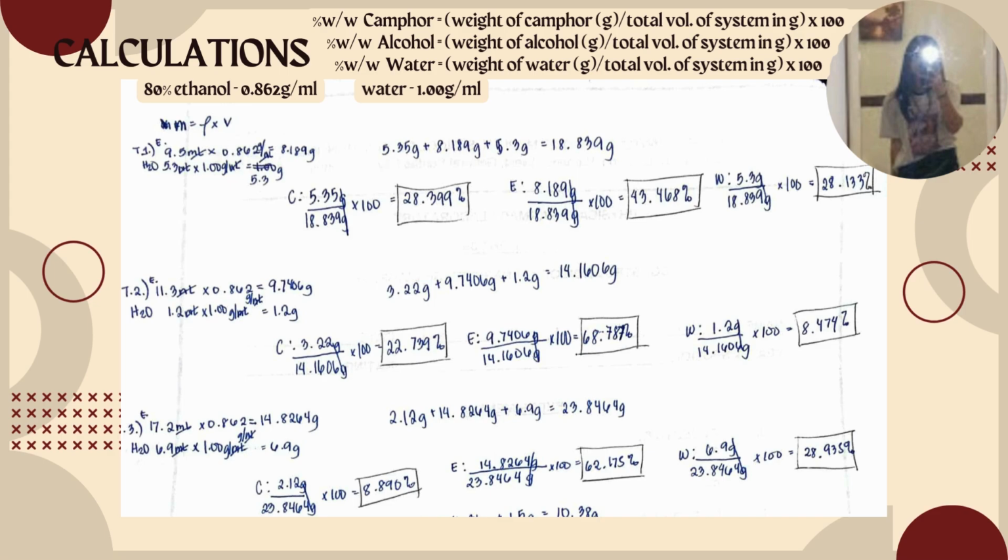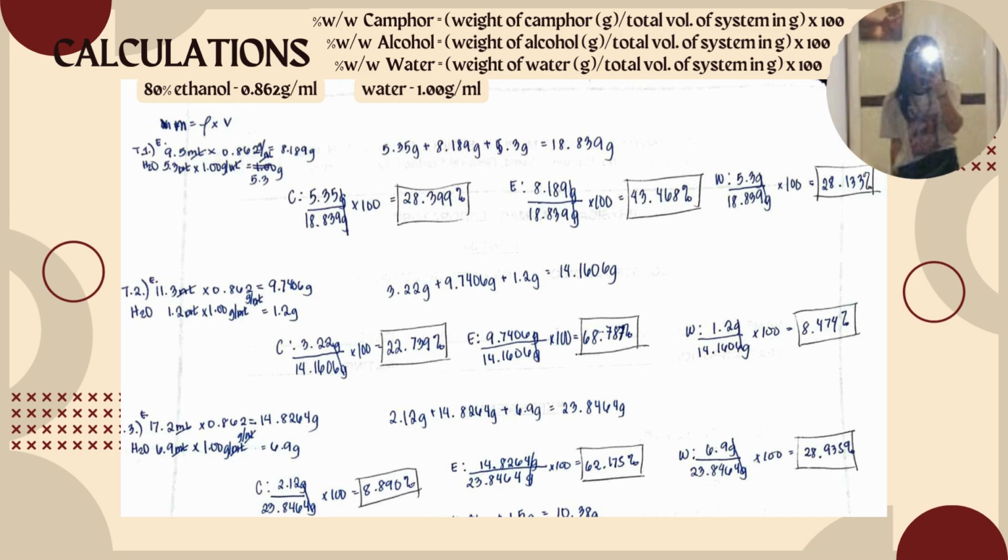For the percentage weight of camphor, we have the formula: weight of camphor in grams divided by the total volume of system in grams, times 100. So we have 5.35 grams divided by 18.839 grams times 100. This will give us 28.399% weight in weight.